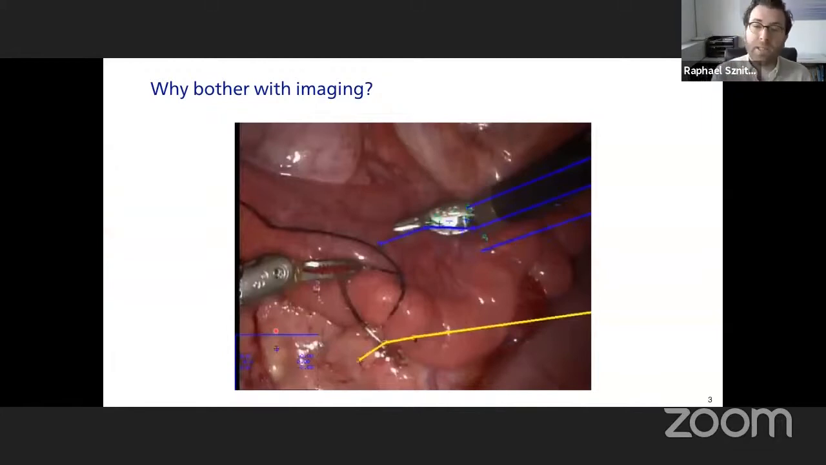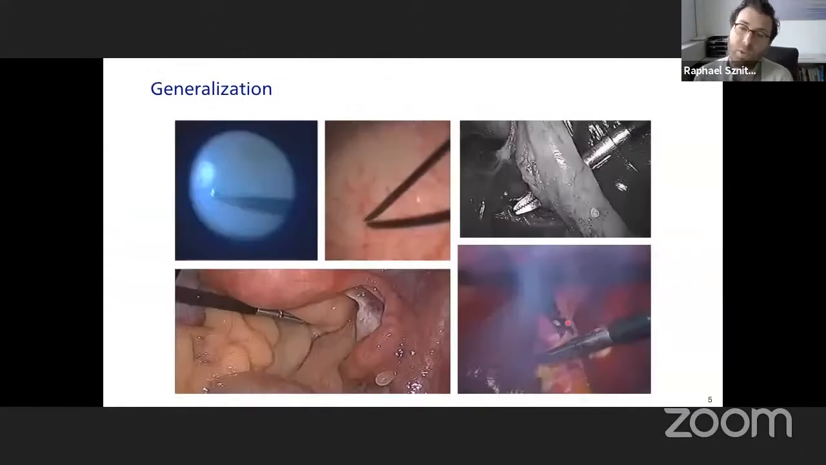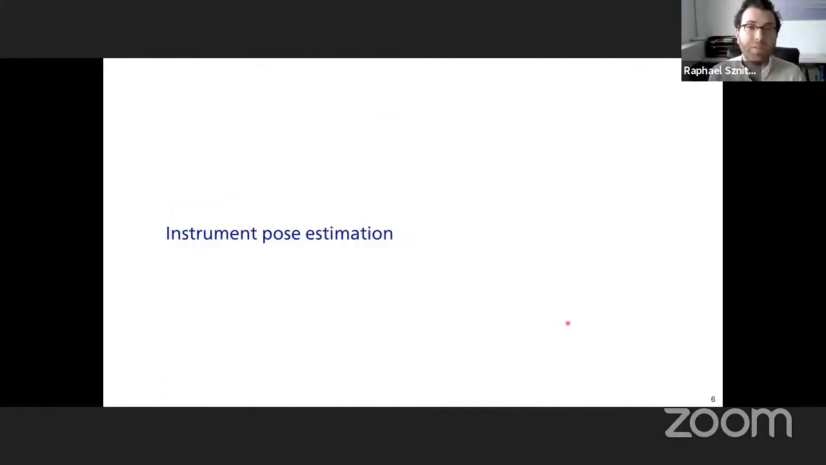And that's what I'm going to be talking about now: some methods that we've developed in the group to move us forward along this path. And then I'll show what's really remaining at this point in time, and what we are looking into to achieve the next step. So I'm going to start with something that makes sense, trying to estimate the pose of instruments.